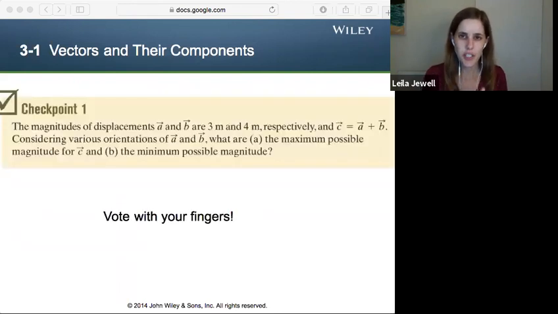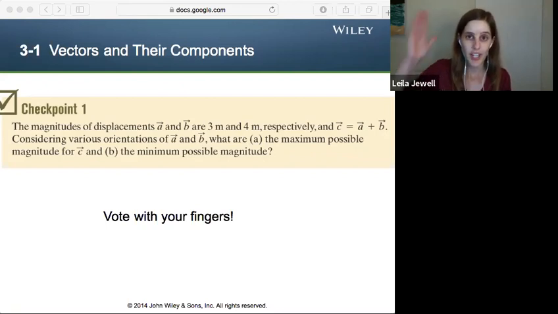All right, so let's look at a checkpoint, see how things are going with this. It says the magnitudes of displacements A and B are 3 meters and 4 meters respectively, and vector C is A plus B. Considering various orientations of A and B, what are A, the maximum possible magnitude for C, and B, the minimum possible magnitude? So I want you to think about this, write down answers for both A and B here, and we'll check in just a moment. So go ahead and pause now.